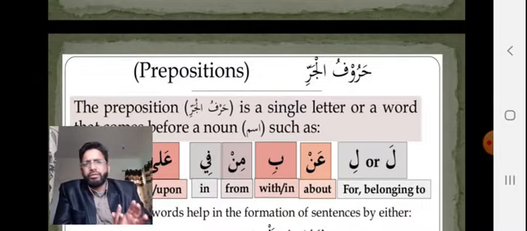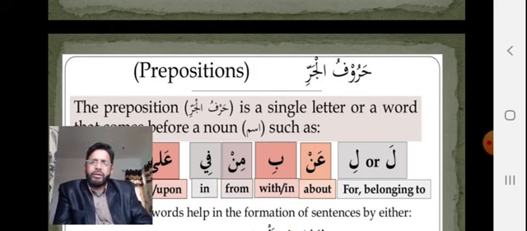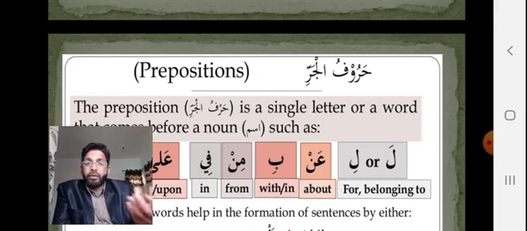Huruf al-jar are those prepositions, those huruf which, when we use them on a noun or before a noun, do some action on that noun. It changes the last sound of that noun. Suppose if I say kitabun, there is a tanween at the last, kitabun, and it's in the nominative case. When I add any genitive preposition, harf jar, suppose fi, and I say fi kitabin, in a book, fil kitab, in the book.